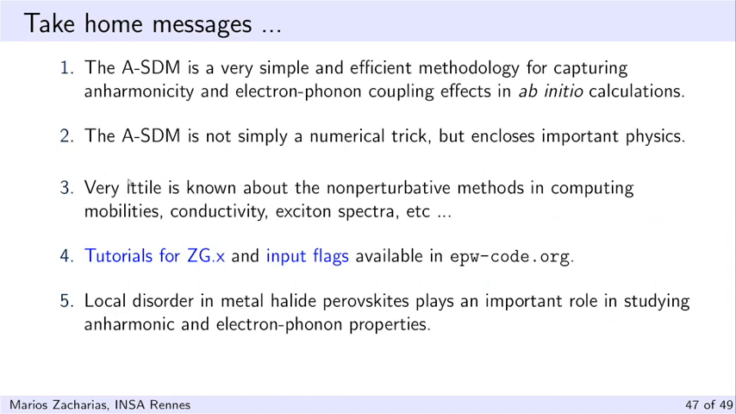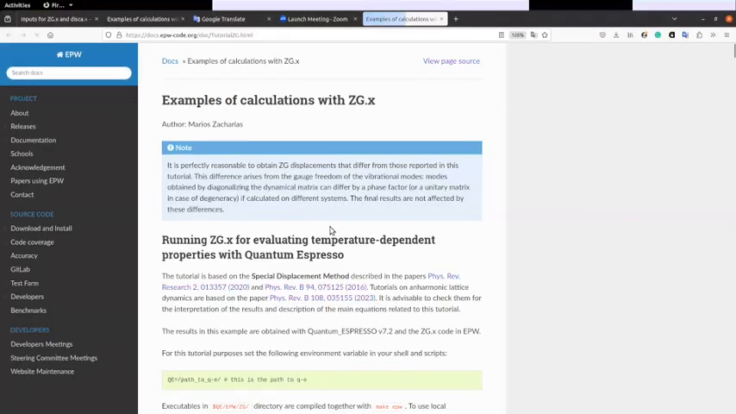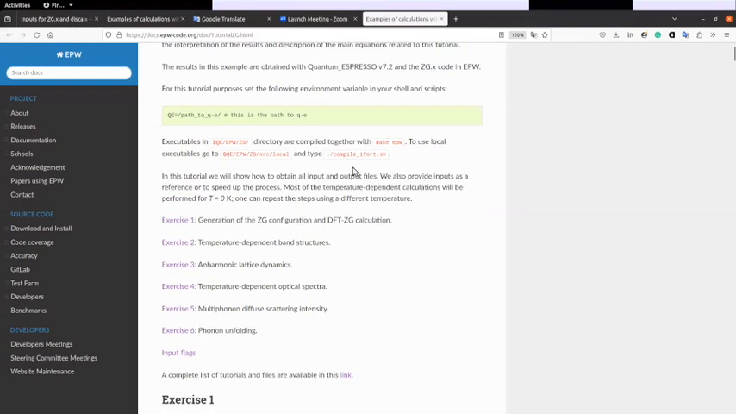In addition, there is a lot of space for improving these methodologies, and we can upgrade them for computing mobilities, conductivities, or exciton-phonon spectra, or any other temperature-dependent observable that can be written as a Fermi golden rule. If you are interested in this methodology and you would like to use the code, you can just go to the APW website and find some tutorials about using the code. The tutorials are quite straightforward and include 6 examples about band structures, anharmonicity, and diffuse scattering.